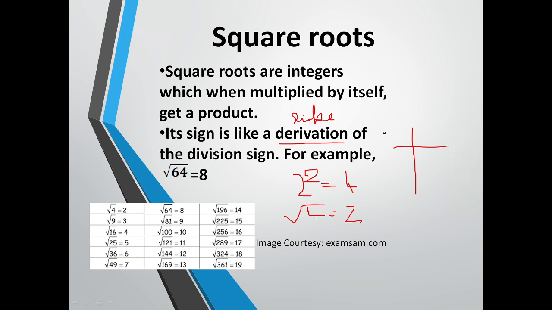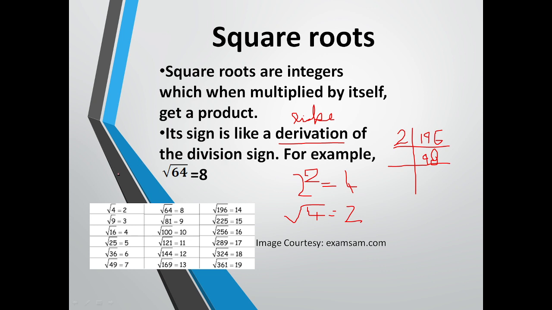I will take 196. As you can see in the table, the square root of 196 is 14. So first we use prime factorization. As 196 is divisible by 2, we can see as 6 is an even number. So 2 nines are 18 and 2 sixes are 12, 98. 2 into 98 equals 196. Okay, it is correct.